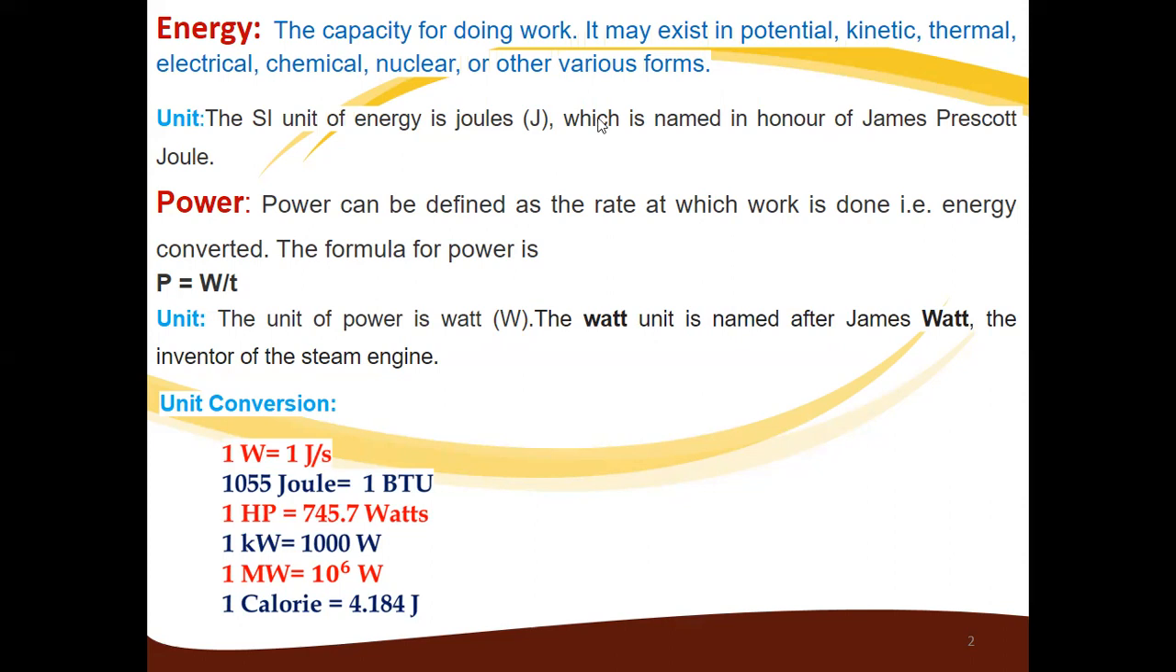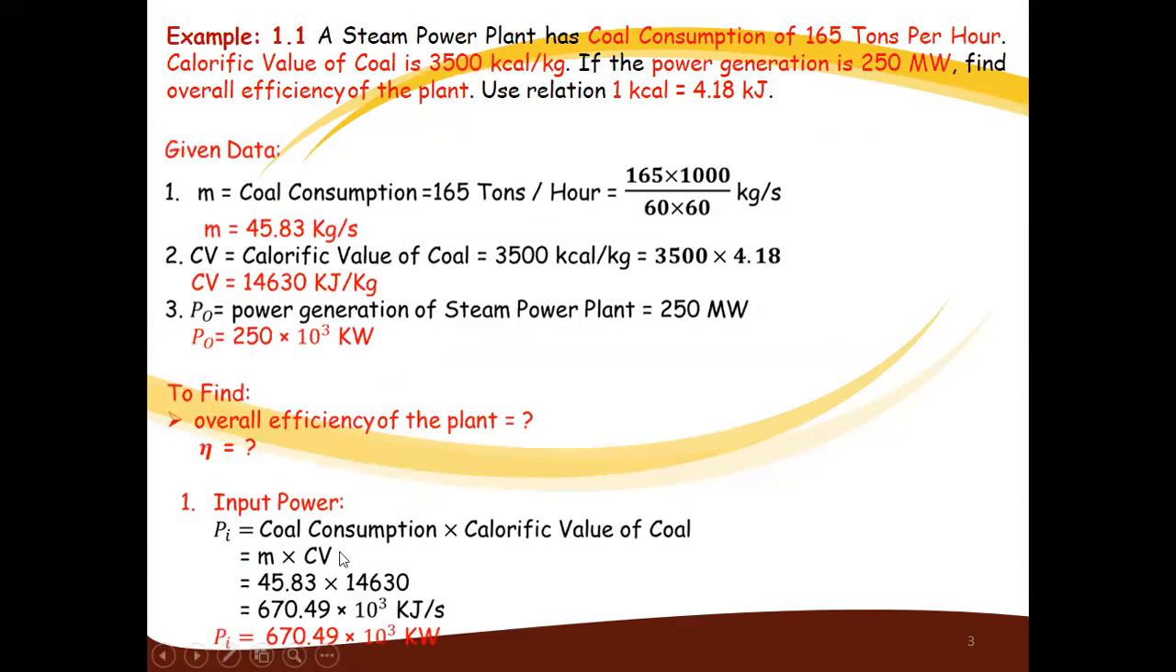Now we will see the first example. A steam power plant has coal consumption of 165 tons per hour. The calorific value of coal is 3500 kilocalorie per kg. If the power generation is 250 megawatt, find the overall efficiency of the plant. Use the relation 1 kilocalorie is equal to 4.18 kJ.